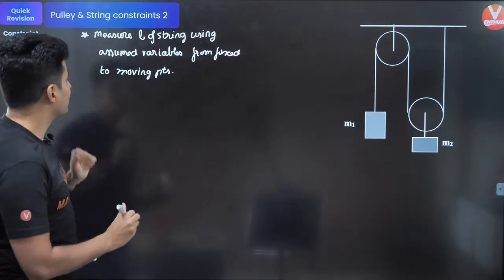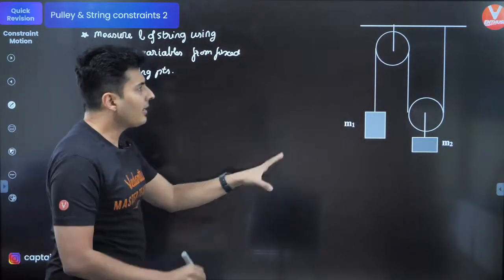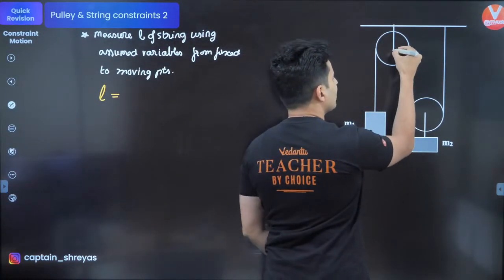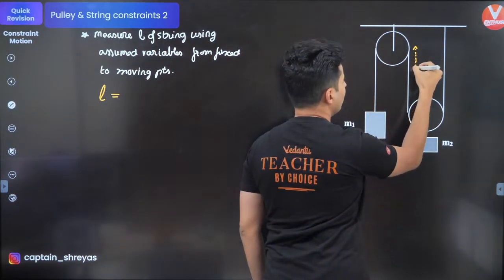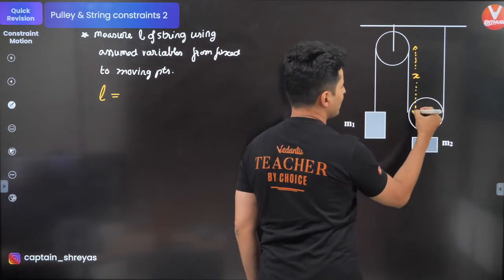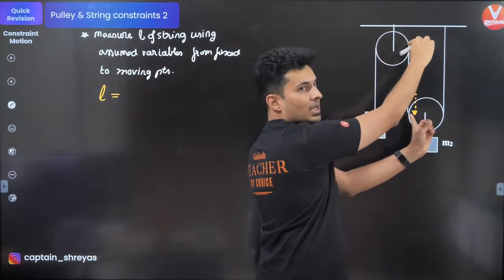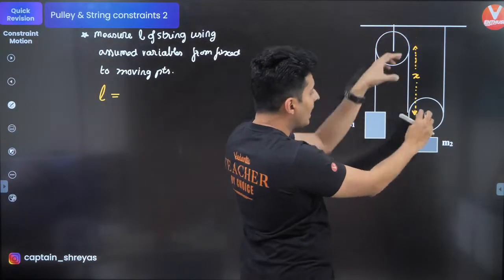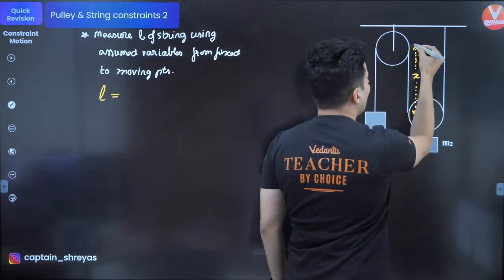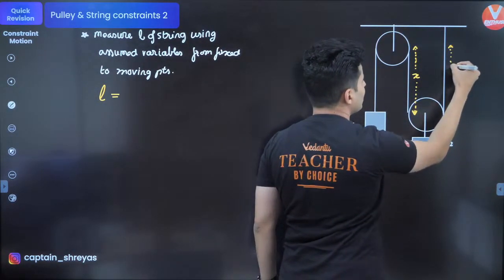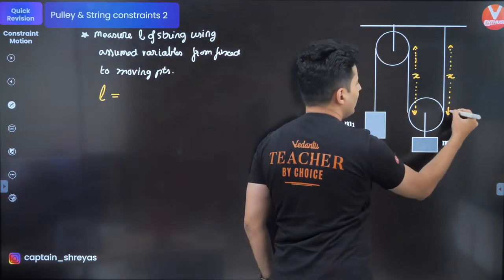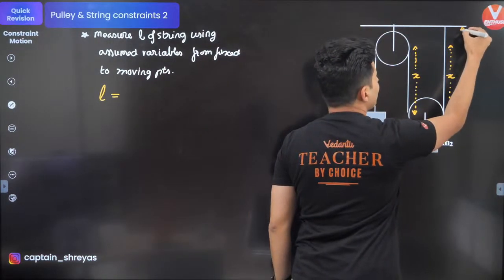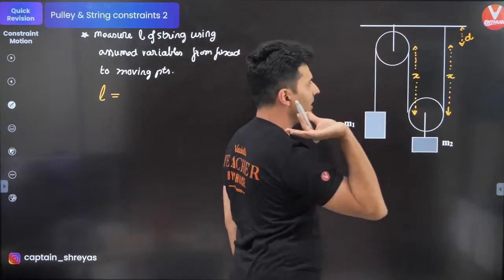See, the length of the string L, can I write it in terms of some assumed variables? And I think I can. Observe this. From here till here, I can assume this as x. Can I assume this much part as x? It's a variable height because when this pulley moves, this x also varies. Everybody can see that. And when this pulley moves up and down, understand that this distance is also going to be x and it is also going to change. Everybody agrees? Now this distance obviously is fixed, so let's say I call it just d.